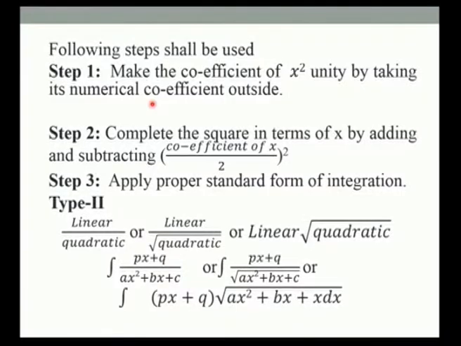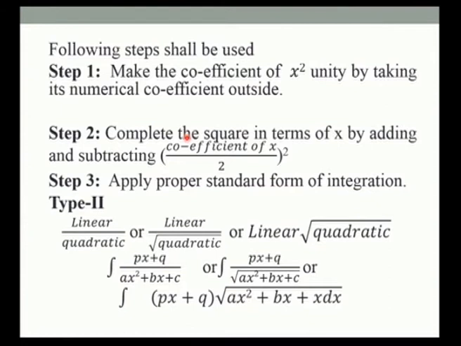Then the second step is to complete the square in terms of x by adding and subtracting the coefficient of x over 2, the whole square. That means half of the coefficient of x. In a quadratic equation or function, in general, b is the coefficient of x. So let us take half the value of that coefficient, it will be b by 2, then square it, then add and subtract the obtained value to complete the square. This is the second step.